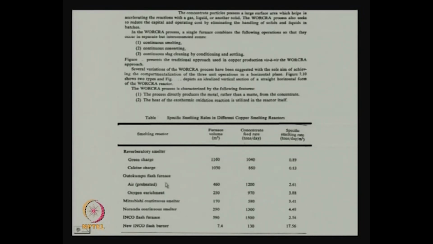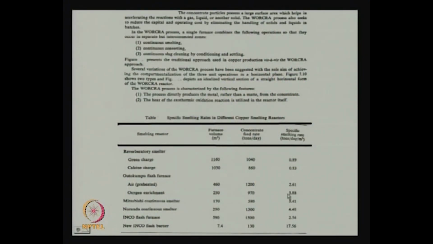Now, in the flash smelter, like one Outokumpu flash smelter, one can have preheated air or oxygen enrichment in the reactor environment. Obviously, if there is an oxygen environment, the specific reaction rate, the smelting rate, will be much more. See, it is about 4 times that of the conventional reverberatory furnace. In Mitsubishi continuous smelting, it will be about 3.41, but in other kinds of continuous smelters, there is one called Noranda, which I will show you, it can be much higher. And now there are also other reactors where these operations are much faster.